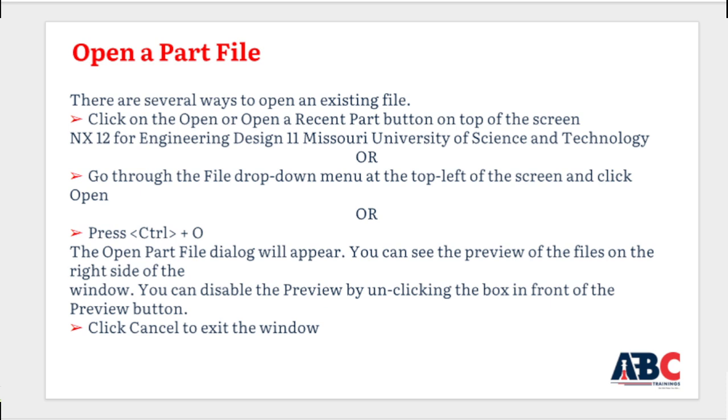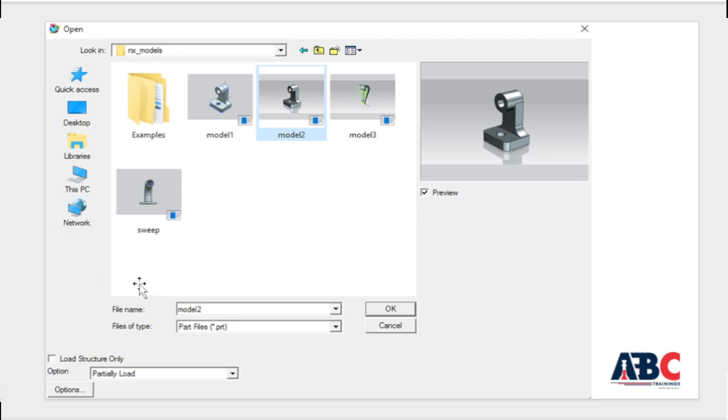Second, how to open a part file. There are several ways to open an existing file. Click on the Open or Open a Recent Part button on top of the screen, or go through the File drop-down menu at the top left of the screen and click Open, like that.